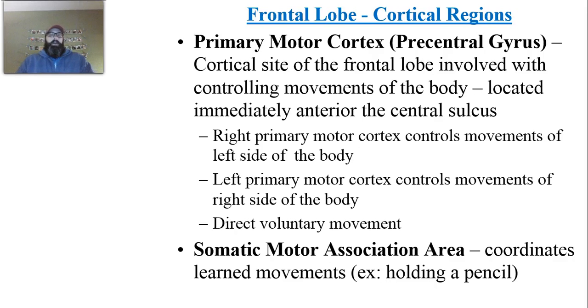Then what you have is called the somatic motor association area. What this does is it works with the primary motor cortex, but it coordinates things like learned movements. So the ability to hold a pen or a pencil in your hand and actually move and write in a particular way, that is a learned movement. So the somatic motor association area works in cooperation with the primary motor cortex to generate the movements associated specifically with learned activities. These are things like dribbling a soccer ball, dribbling a basketball, shooting. All of those things coordinate a learned movement with the primary motor cortex.